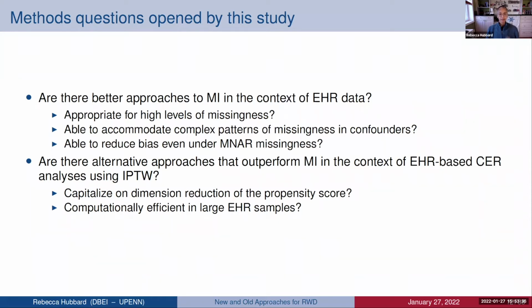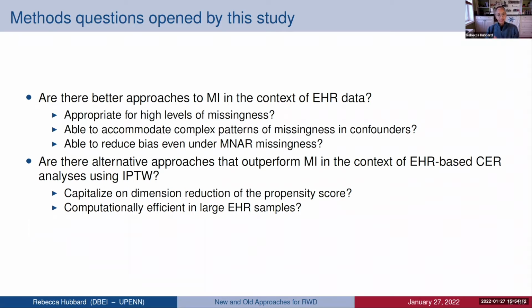aspects of this question. The first one just considers whether there are better approaches to multiple imputation in the context of EHR data beyond the MICE approach, the kind of standard implementation of MICE that we used in the urothelial paper. The specific things that we're going to try to address are: are there better approaches in the setting of very high levels of missingness, possibly complex patterns of missingness, and how do they perform in the setting of MNAR missingness, where we really don't expect that MI is going to be able to perform well.